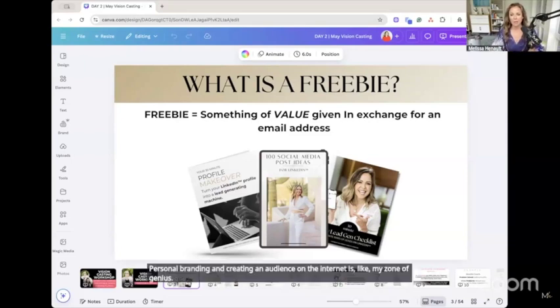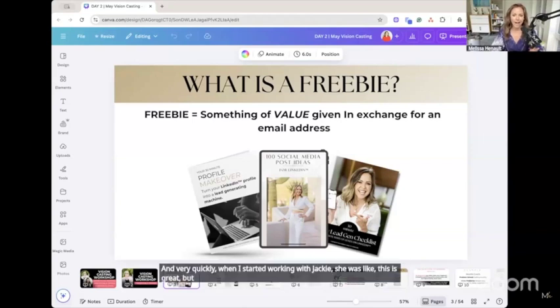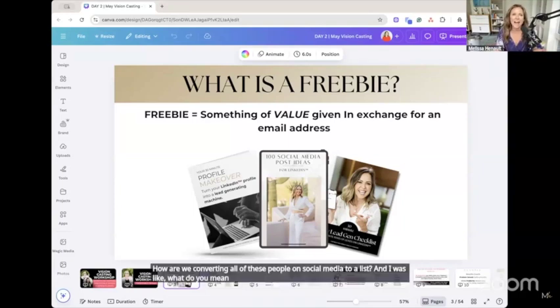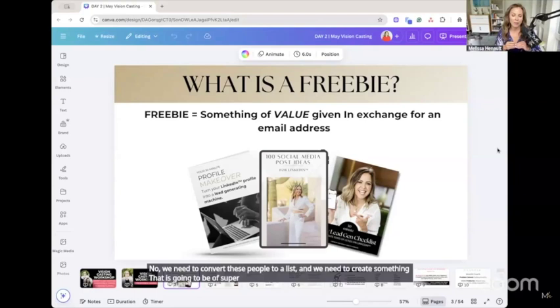And very quickly, when I started working with Jackie, she was like, this is great, but how are we converting all of these people on social media to a list? And I was like, what do you mean a list? Instagram and LinkedIn will be around forever, right? This is how I'm generating my business. And she's like, no, we need to convert these people to a list, and we need to create something that is going to be of super high value. And I remember you and I having talking about it because I didn't understand.